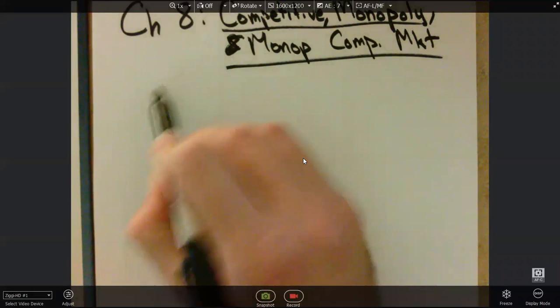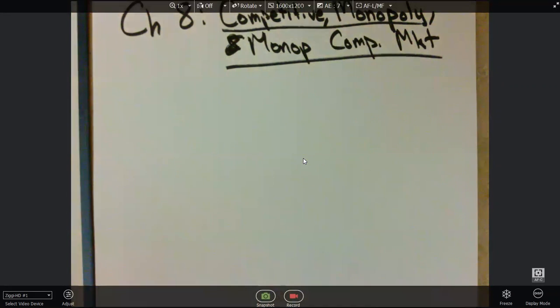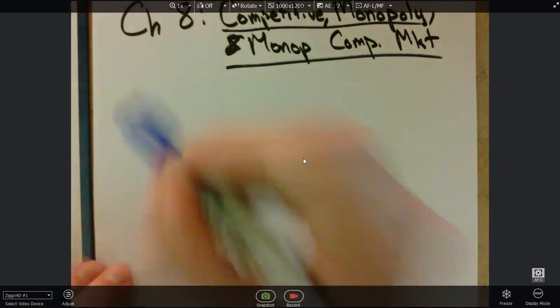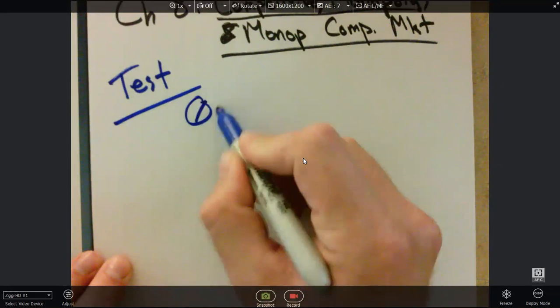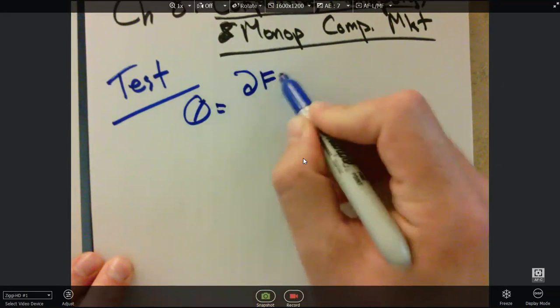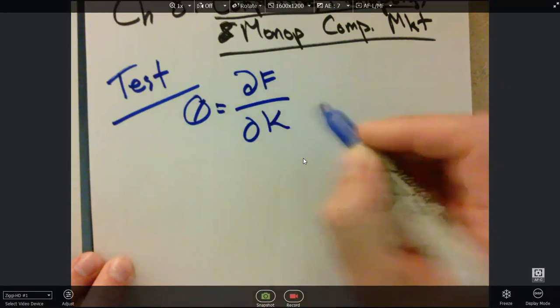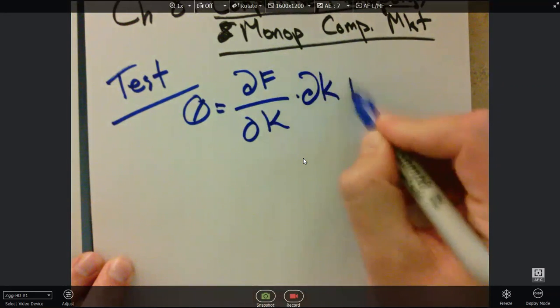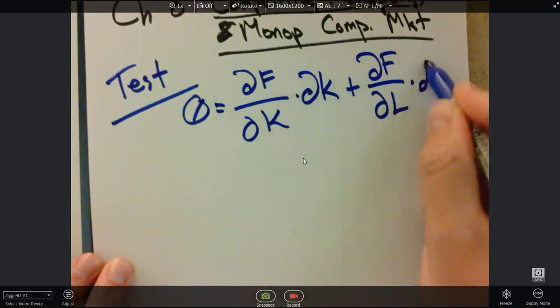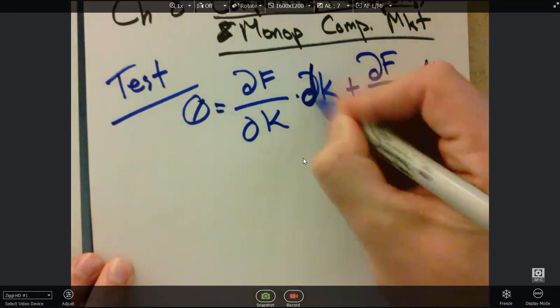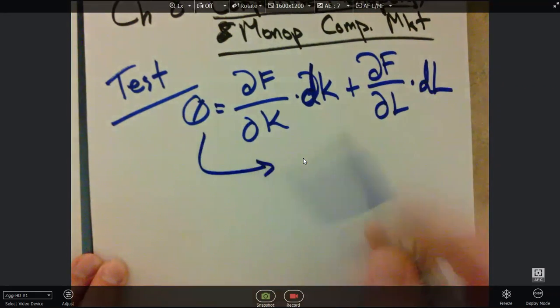So G showed me the answer here. Real quick, we're going to be talking about the test. The correct answer is 0 is equal to the partial derivative with respect to K times dK plus the partial derivative with respect to L times dL. Whatever this question is, I will give you full credit.